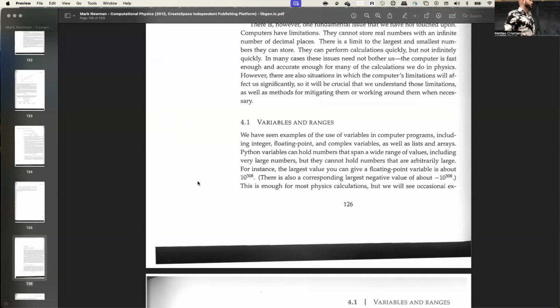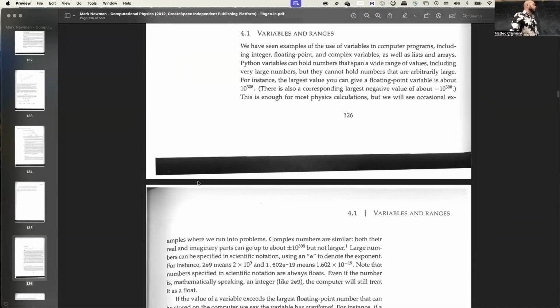So 4.1, variables and ranges. Some variables that we deal with are integers, floating points, complex variables, and lists and arrays. Python variables are able to hold a large number, but not that big. For example, for floating points, the highest recognizable number is 10 to the 308. And just to clarify, that is pretty big.